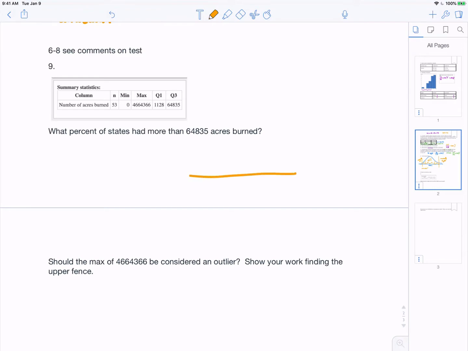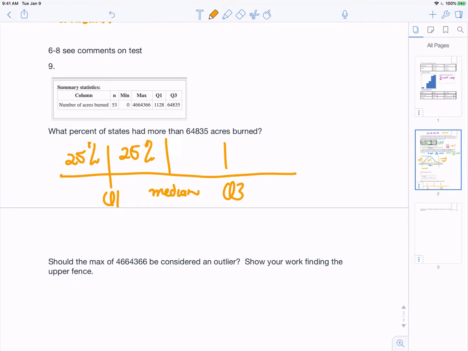Whenever I'm given summary statistics with quartiles, I always draw a picture. So Q1, Q3, and in the middle here would be the median. What the quartiles do is they divide your data into 25% chunks. So to answer the first question that you were asked in number 9, you were given a number and you have to see where it falls in this table. For example, in my table, that's Q3.